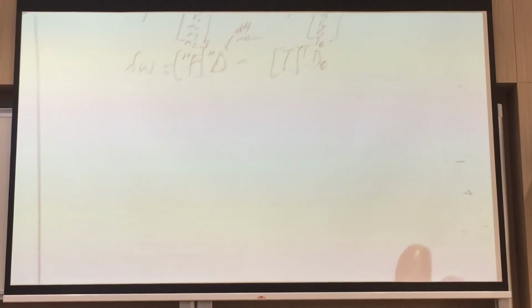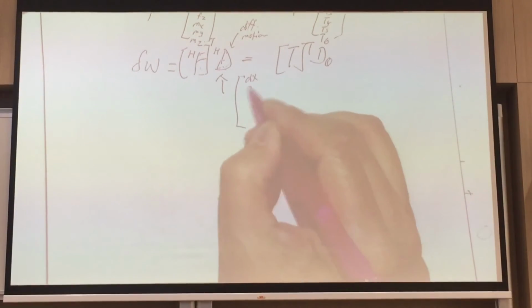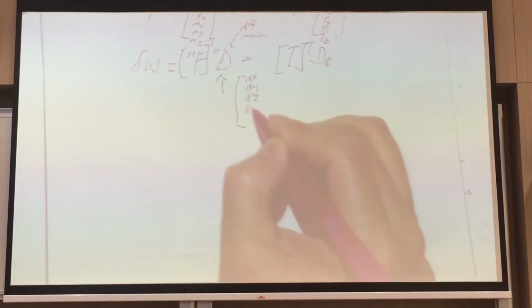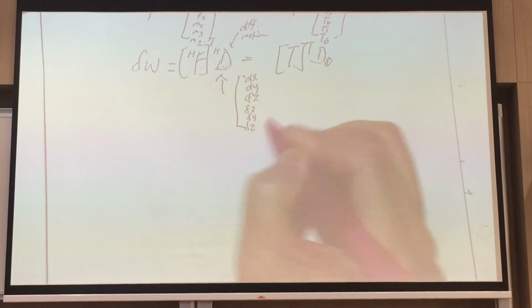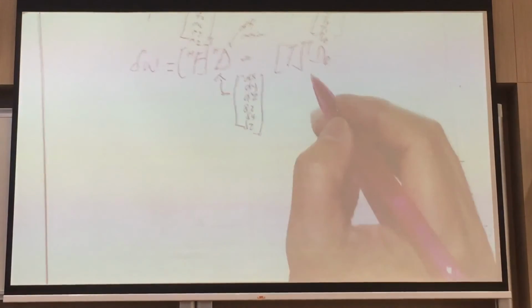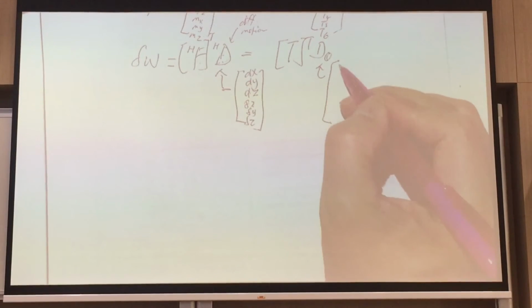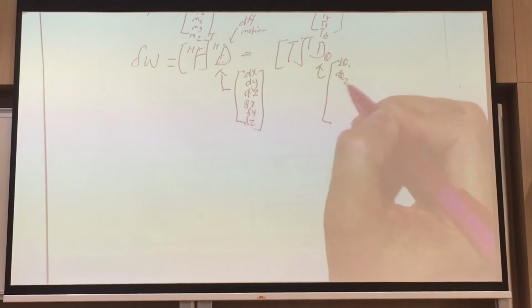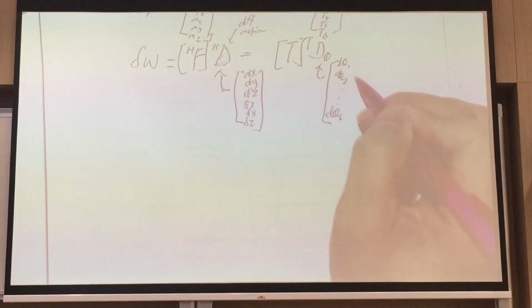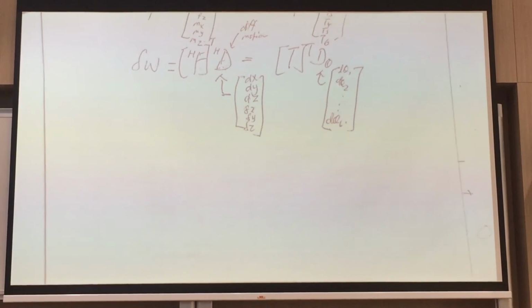The DH here is given by 6 elements, the differential motion of the end effector. And the d theta we have seen before is given by d theta 1, d theta 2, all the way to d theta 6. We have seen this before in the previous lecture about the Jacobian.